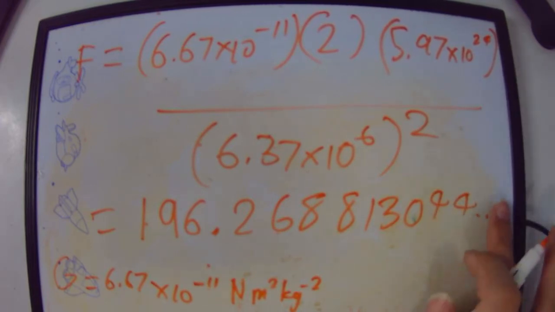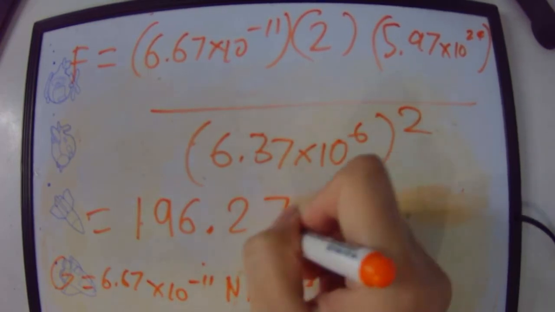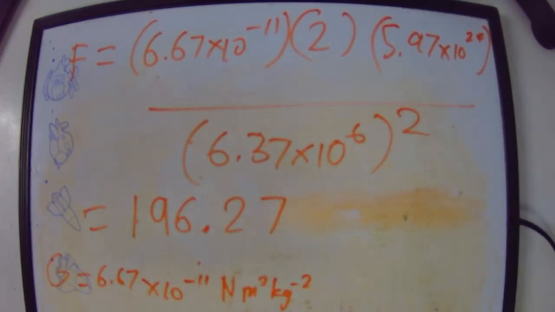If we were to round it off to 2 decimal points, it would be 196.27. Is that correct, or did anyone get a different answer? It's possible I got it wrong. It is in the textbook, by the way. Yeah, okay, so the textbook says 19.63. What that means is that I made a mistake with one of the tens. Okay, so there was a mistake there.